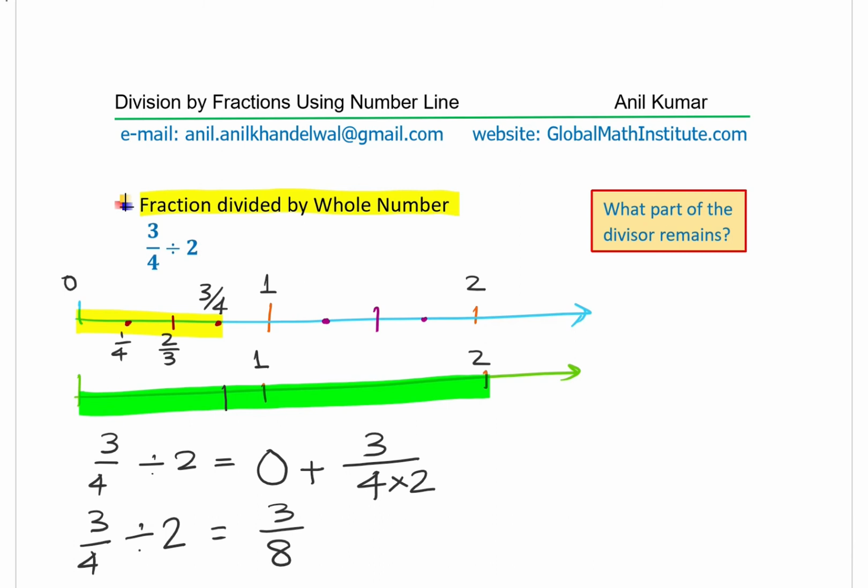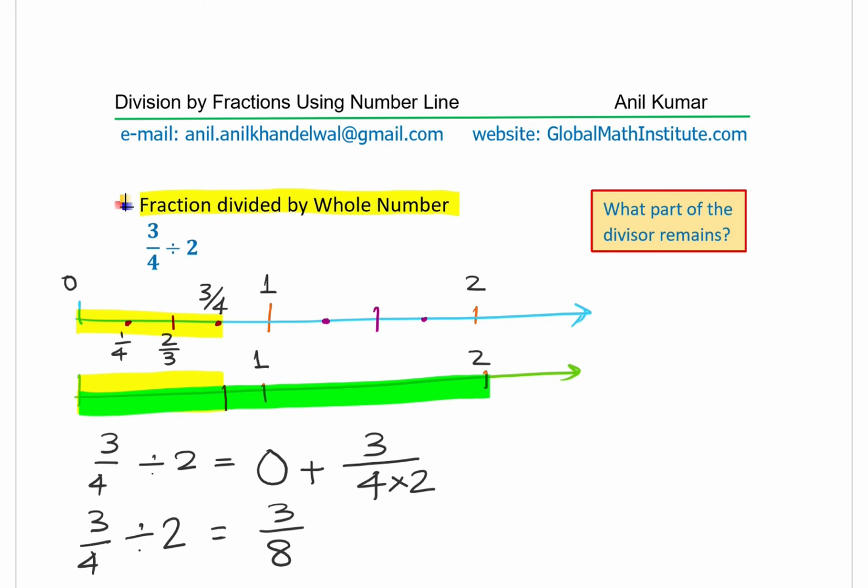Does that make sense to you, right? 3/8 of the whole 2. So this portion here, which was remaining, is 3/8 of the whole. Correct? So that is how you could actually explain division with a whole number.